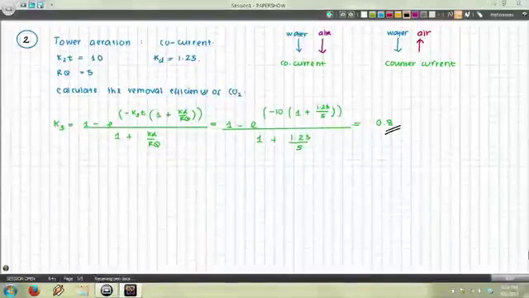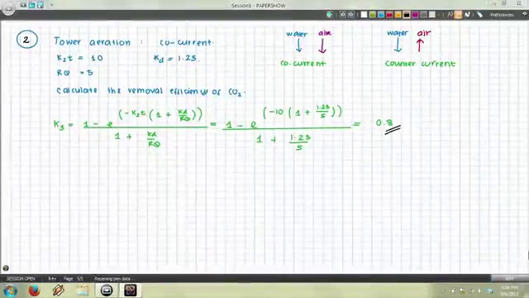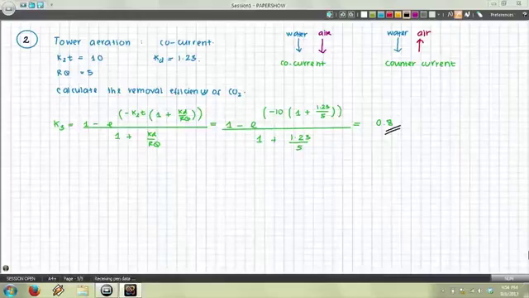Number 3, it asks that the removal should be larger. So for CO2, it should be higher than 0.8. And what measures can we take? So what can be done and what are the advantages or disadvantages of this measure? Well, question 3.